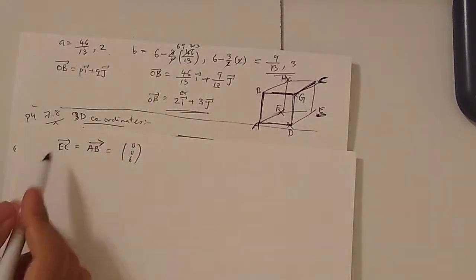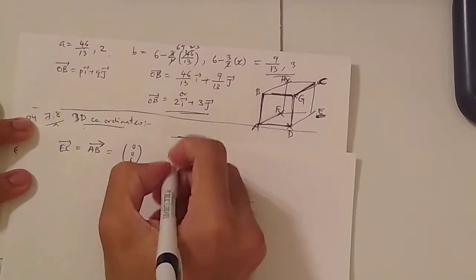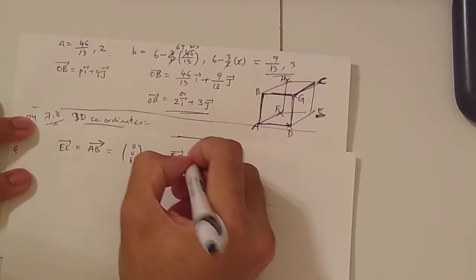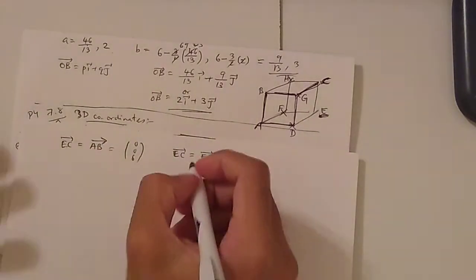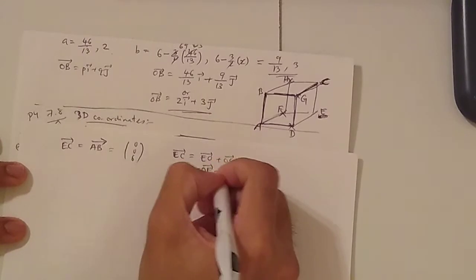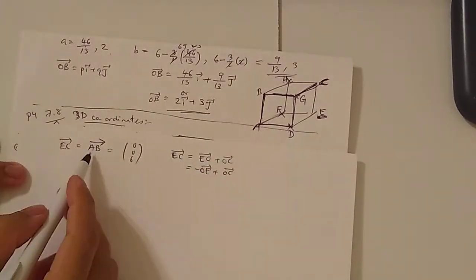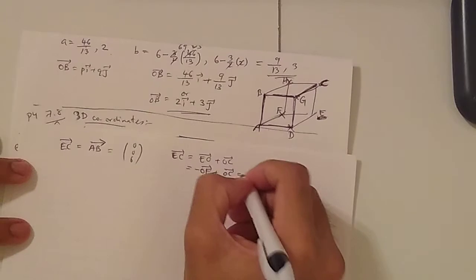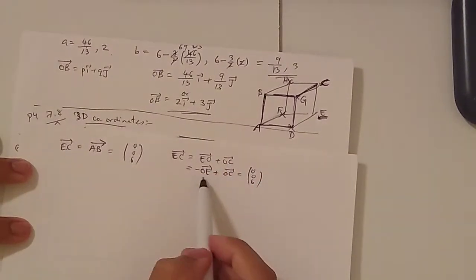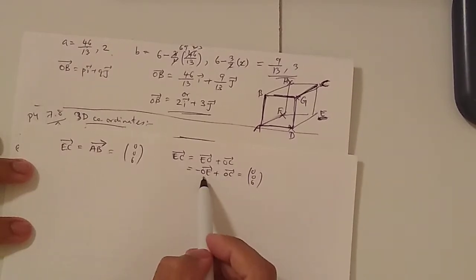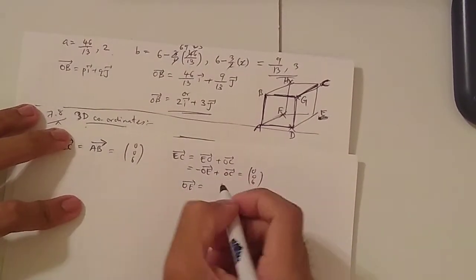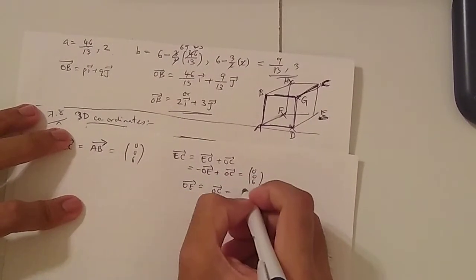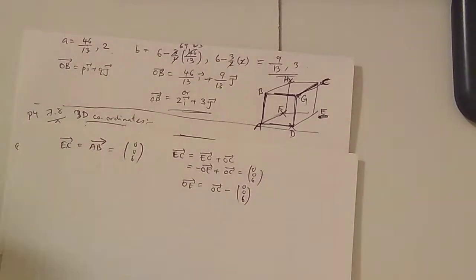Okay, now let's break down EC. What is EC? EC is equal to EO plus OC, which can be written down as minus OE plus OC, and that is equal to 0, 0, 6. Now let's rearrange this equation. Let's take OE to the other side and that one to the other side. So we get OE is equal to OC minus 0, 0, 6.